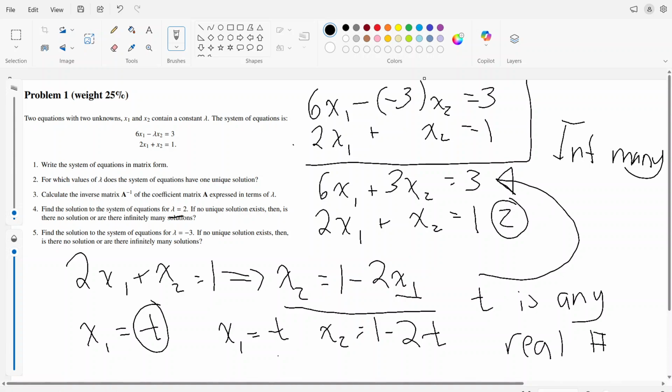And that's it. That is all five solutions, 1, 2, 3, 4, 5, for this problem number 1.